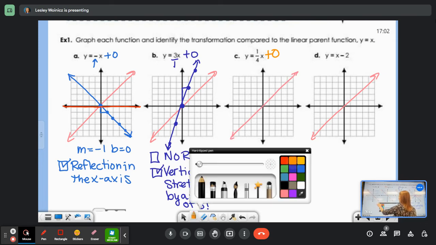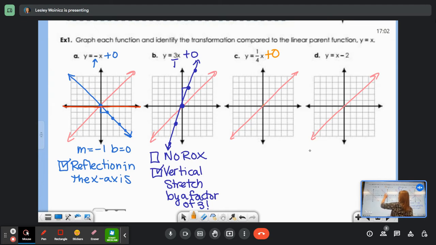Okay, so I'm going to start at my y-intercept (0, 0), and I'm going to rise 1, run 4. And then to get another point, I can fall 1 and go back 4. So this is my new function, and you can see that it is less steep. If it is less steep, it has been vertically compressed. So again, I don't have a reflection because my slope is still positive. But I have a vertical compression.